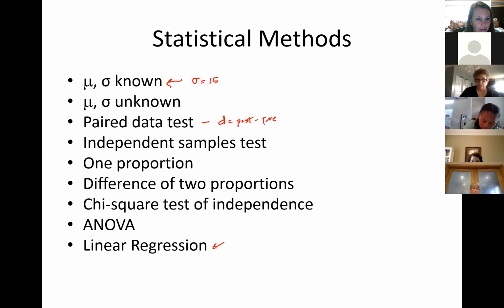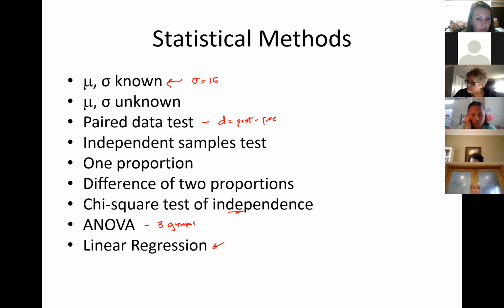And then ANOVA, I feel like that one's a little bit easier to spot because we're looking for 3 or more groups in a quantitative variable. And chi-square, sometimes they use keywords like independence in there, or the key to that one is you have 2 categorical variables and one of them has more than 3 levels there.